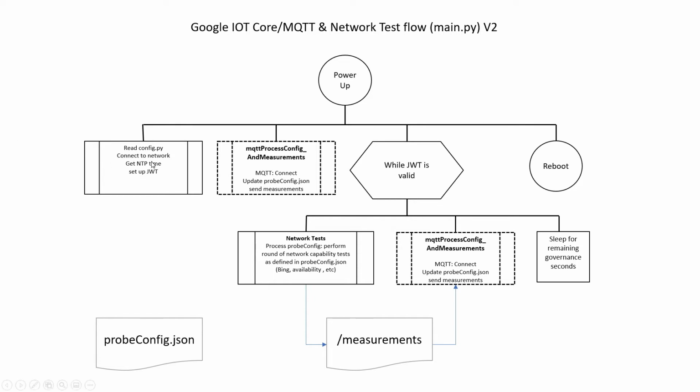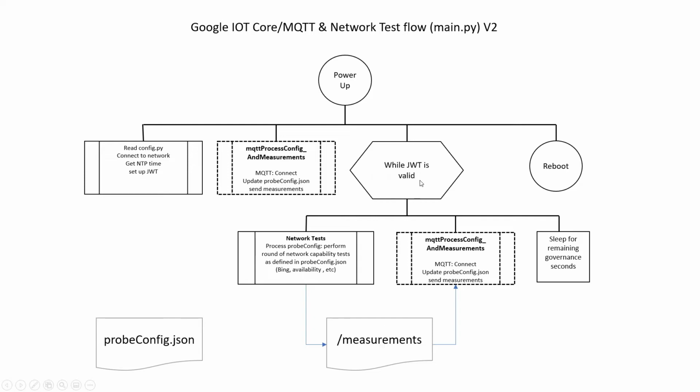Then it connects to the network either through Wi-Fi or through the Ethernet connection. Gets the network time protocol time to get the exact time. Sets up the JSON web token. Then it calls a subroutine called MQTT process config and measurement. So it basically does what the name says. It does an MQTT connect, gets the probe config JSON as part of the information that comes down from Cloud IoT, and sends any measurements that are in the measurements folder here. So initially after boot up there shouldn't be any measurements in that folder.